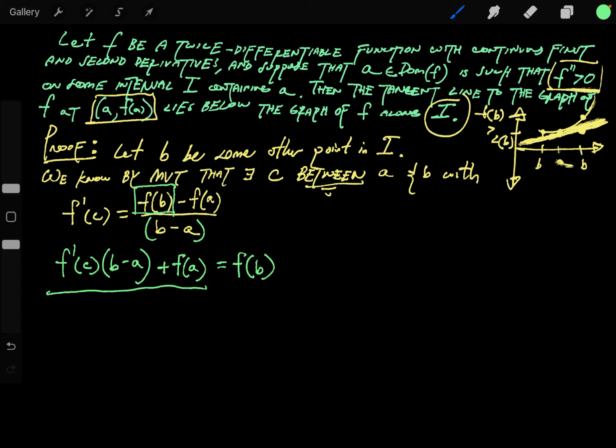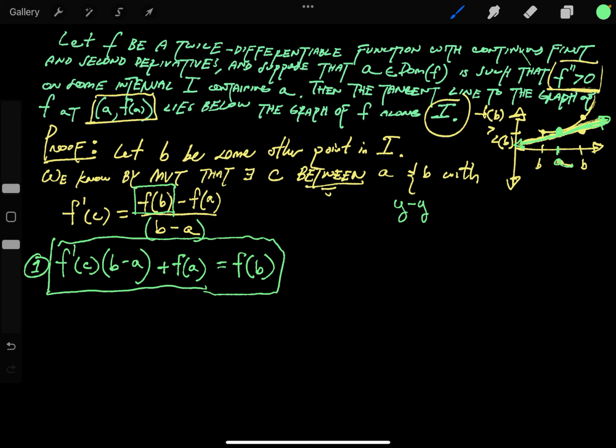And I want to show that f of b is going to be greater than a certain value. So this is f of b, right? That's one. Now let's get an equation for the tangent line. The tangent line at a, this green line now. What is that tangent line going to look like? Well, we know y minus y1 is equal to m times x minus x1. I have a point. The point is a comma f of a, so it's y minus f of a.